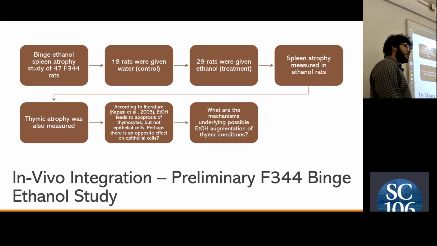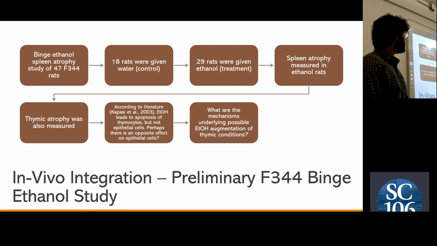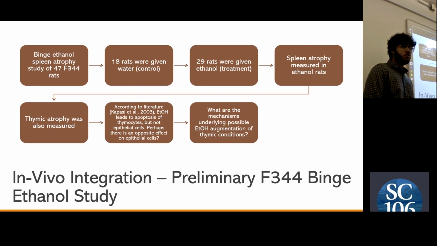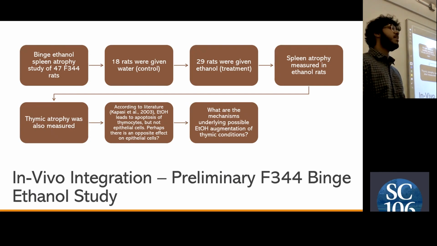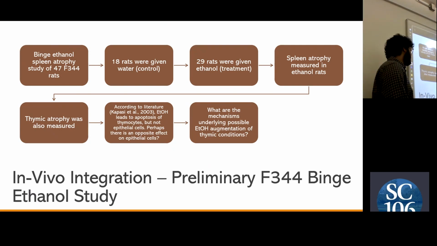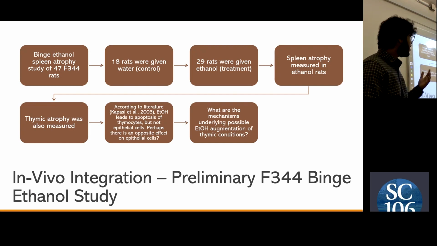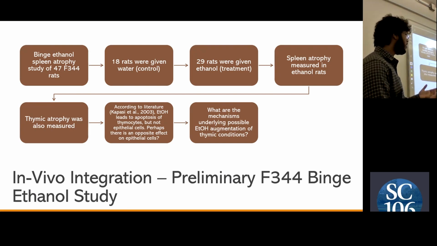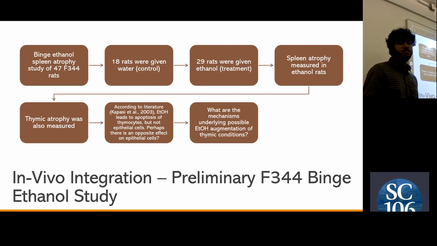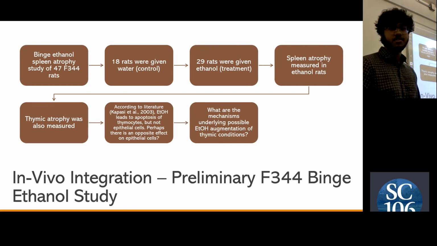Furthermore, in a preliminary study conducted by INIP, there was a binge ethanol spleen atrophy study of 47 F344 rats. 18 of these rats were given a water control, while 29 rats were given an ethanol treatment. Spleen atrophy was measured in the rats given ethanol, as well as thymic atrophy. According to literature, ethanol leads to the apoptosis of thymocytes, but not epithelial cells. So taking this point, I laid out the question: what are the mechanisms underlying possible ethanol augmentation of thymic conditions?